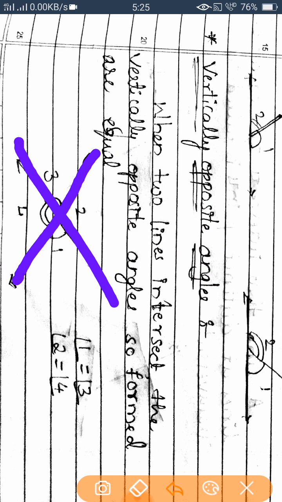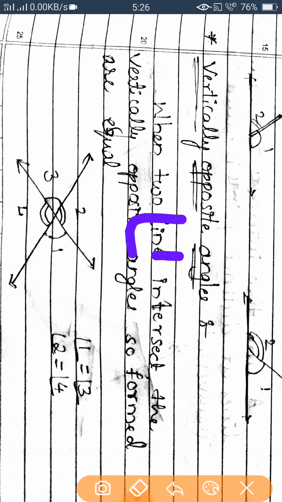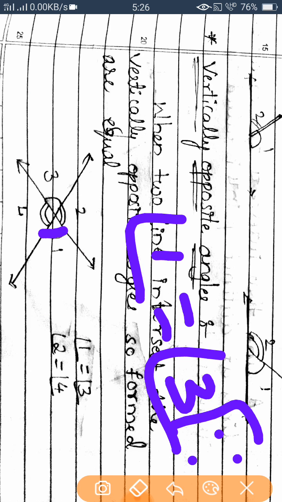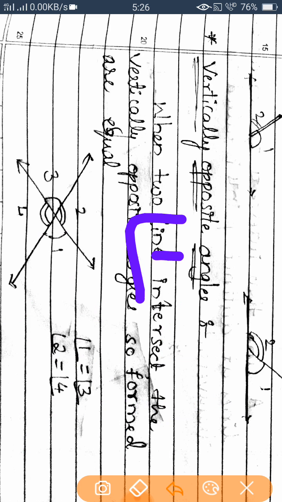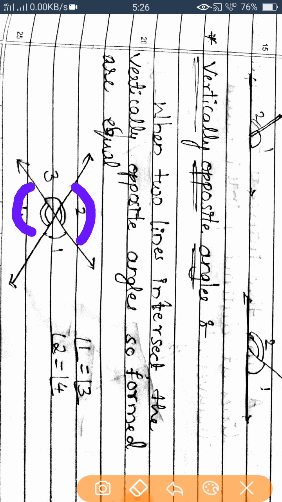Here, how will you write those? Angle 1 is here, angle 3 is here. Angle 1 is equal to angle 3 because these are vertically opposite angles. As a shortcut we write VOA, but you must understand that. And again, the other pair, 2 and 4, are vertically opposite angles. Briefly, it creates an X.